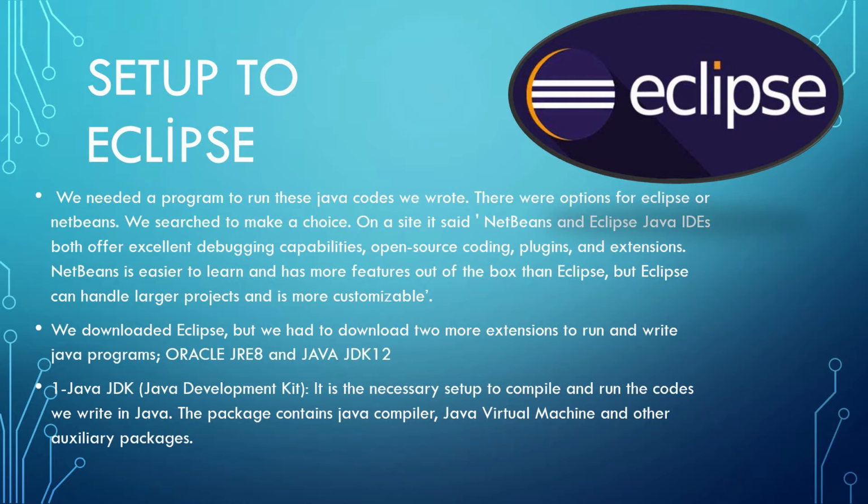We downloaded Eclipse, but we had to download 2 more extensions to run and write Java programs: Oracle JRE 8 and Java JDK 12. JDK, Java Development Kit. It is the necessary setup to compile and run the code we write in Java. The package contains Java compiler, Java virtual machine, and other auxiliary packages.